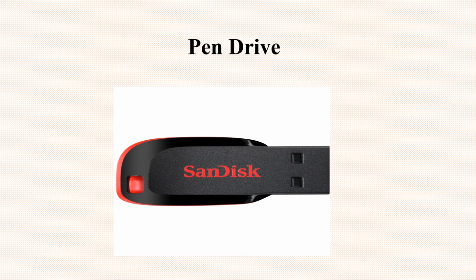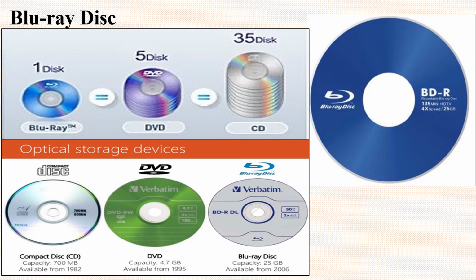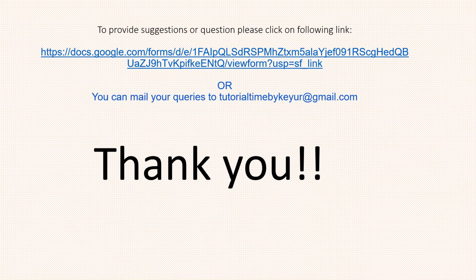Now the last type that we are going to see is the Blu-ray disc. What is the Blu-ray disc? The capacity of a Blu-ray disc is very high. One Blu-ray disc is almost equal to 5 DVDs and 35 CDs in capacity. So such a large amount of data can be stored in one Blu-ray disc, and there are many variations you can see.